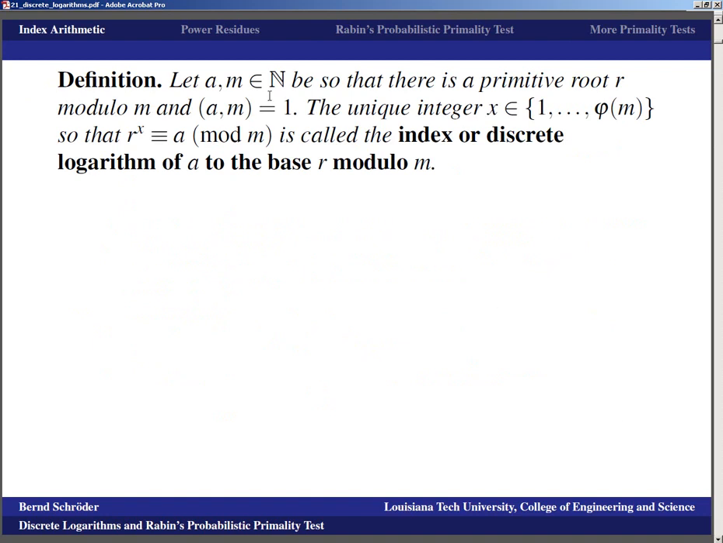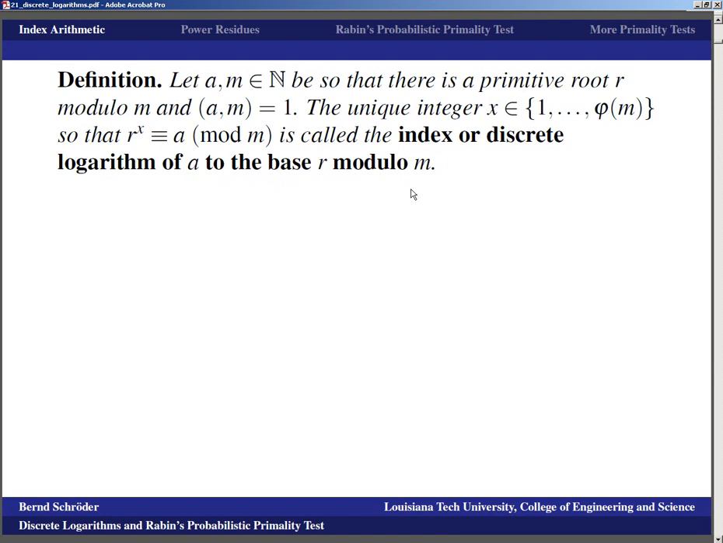If we have two natural numbers, a and m, so that there is a primitive root r modulo m, and so that the greatest common divisor of a and m is 1, then we will call the unique integer x between 1 and phi of m, so that r to the x is equal to a modulo m, that number the index, or the discrete logarithm of a to the base r modulo m.